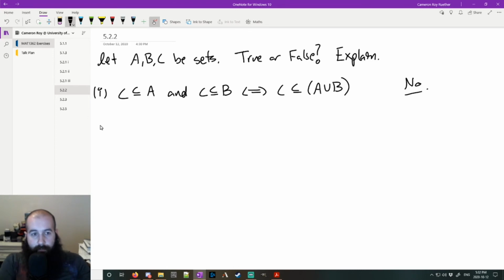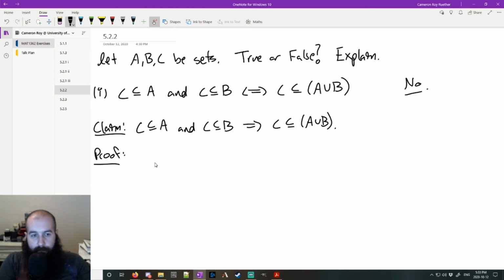So to demonstrate, we do have, so claim, we do have the forward implication. C is a subset of A and C is a subset of B does imply that C is a subset of A union B. We can prove this claim. So let A, B, and C be sets, and assume C is a subset of A and C is a subset of B.